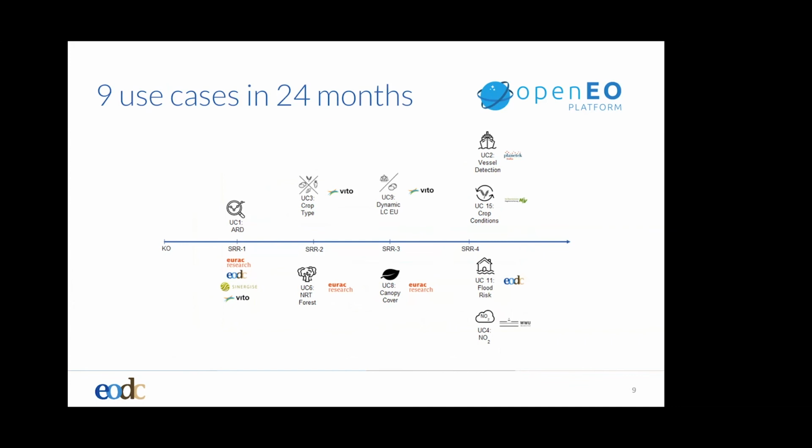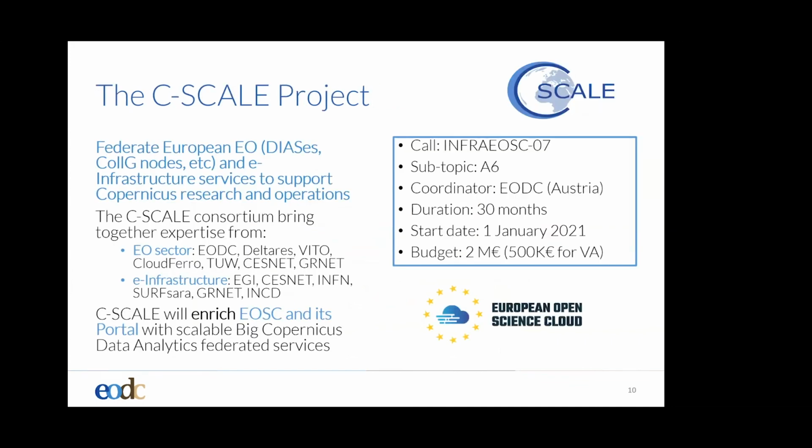Yeah, Cscale, on the other hand, is something that we are just proud to kick off at the beginning of next year with a budget of 2 million, where we also have 500,000 euros for virtual access available, so that really some research ideas can be implemented from other organizations within that Cscale activity.